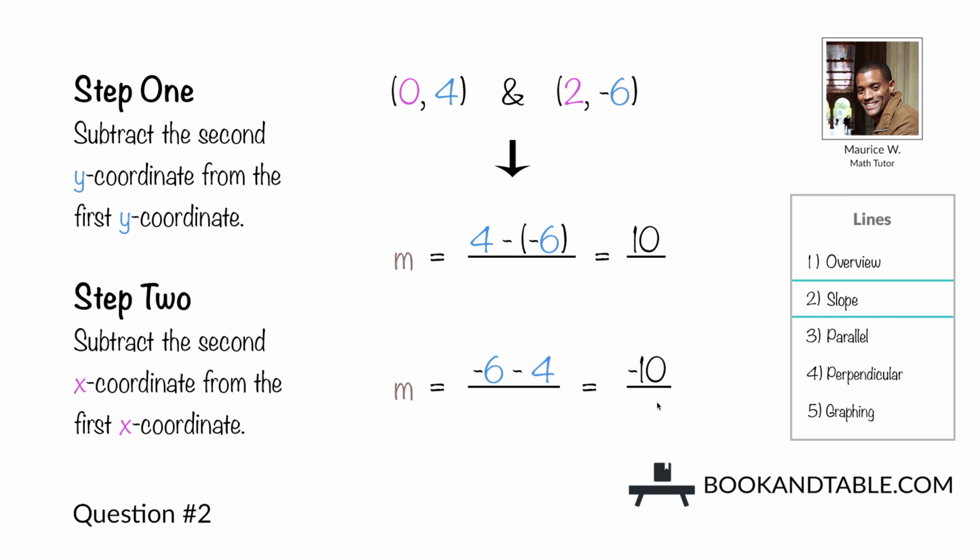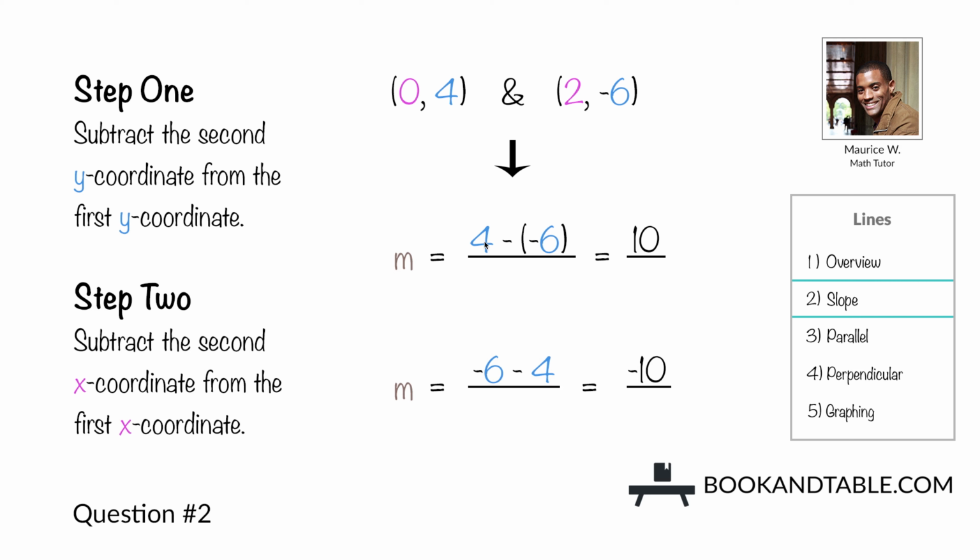Let's take a look at question number 2. We were given the points 0, 4, and 2, -6. So we were going to use the 2 points to calculate the slope of the line. So step 1, subtract the second y coordinate from the first y coordinate. In this top example, we'll do this point minus this point. In the bottom example, it's if you did this point minus this point.